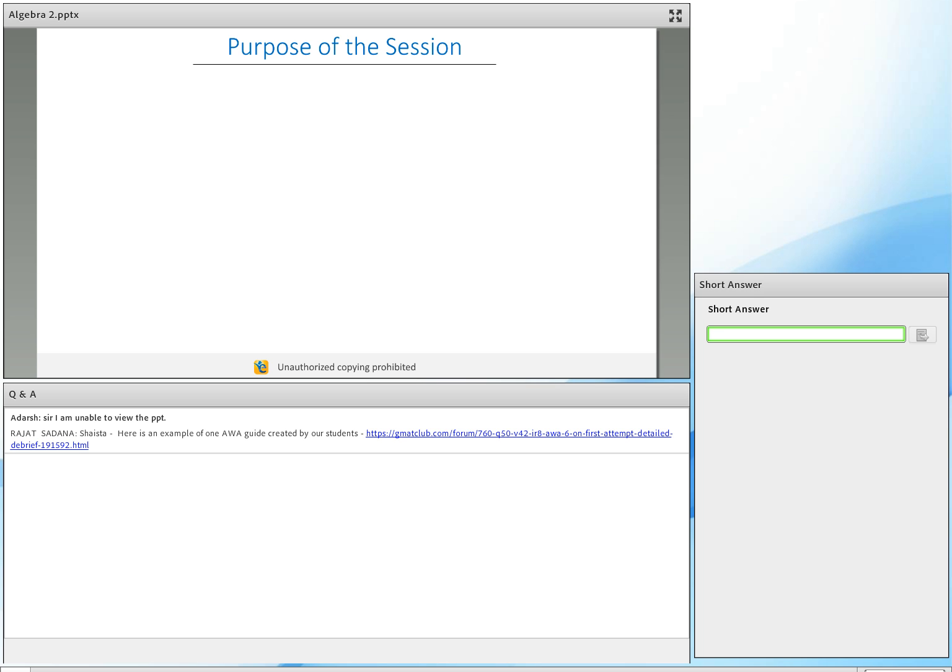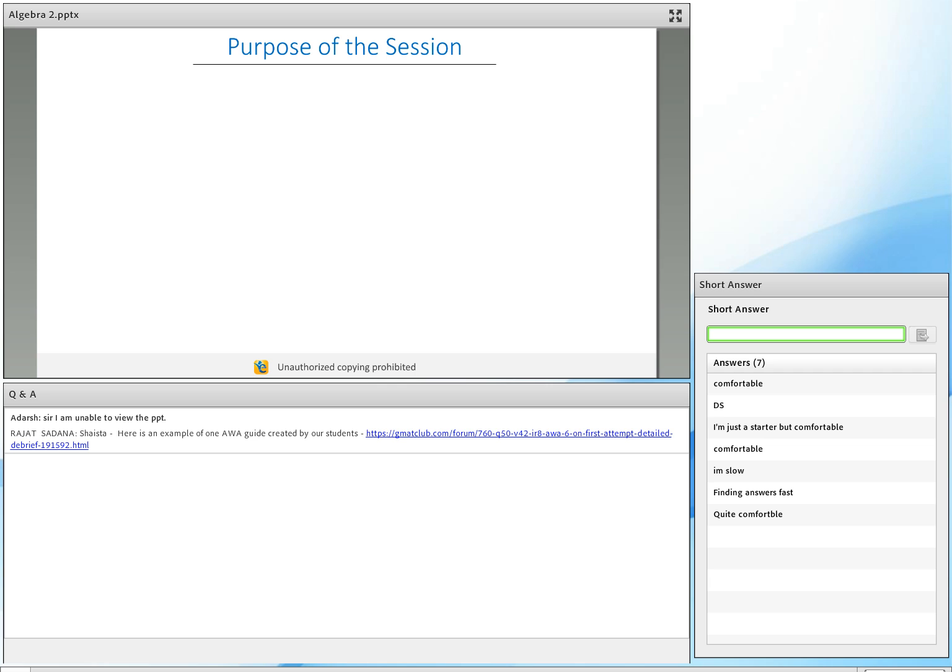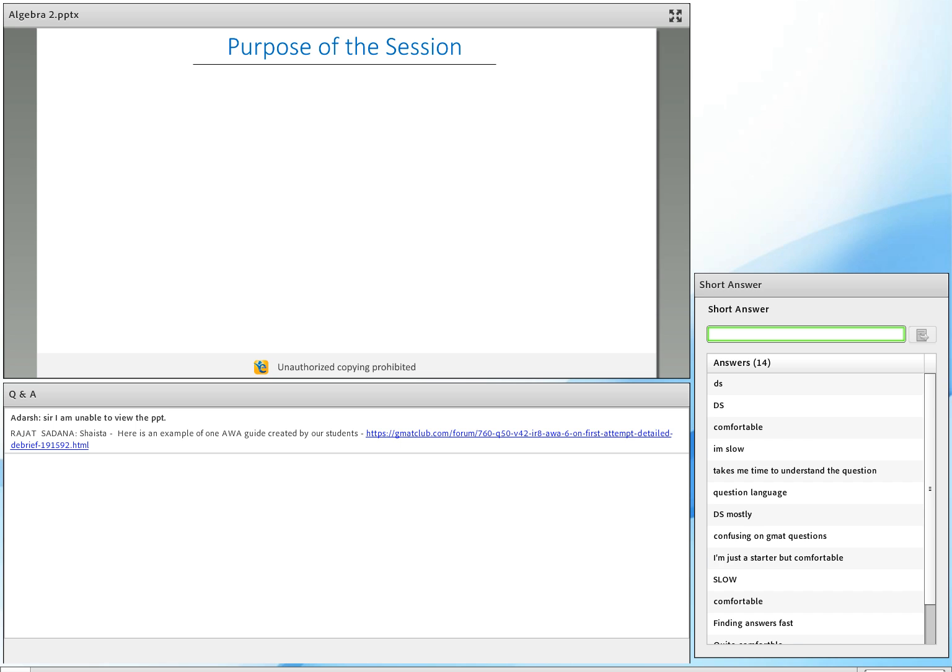Okay, let's hear it from more people. Quite comfortable and slow. Okay. What else? I'm just starting with comfortable. Okay. Data sufficiency. All right. What else? Okay. Confusing on GMAT questions. Finding answers fast, data sufficiency. So it's primarily data sufficiency is what I can see here.